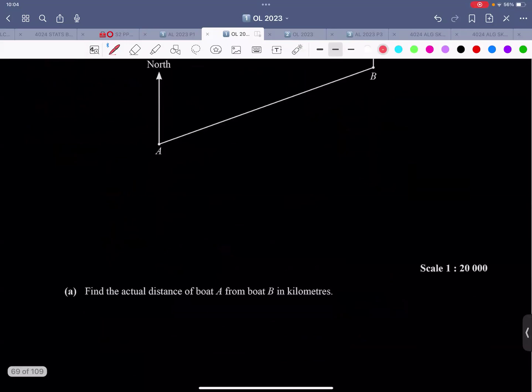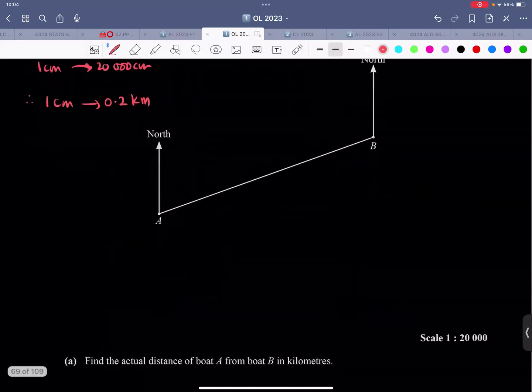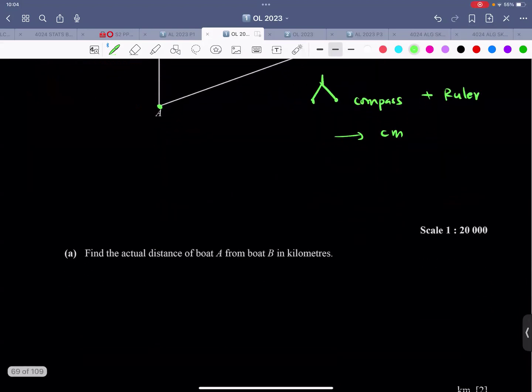That is the conversion. Now find the actual distance of boat A from boat A to B in kilometers. So what we do is that we will put the compass over here, like this, and we would use it with the ruler, and we will get the length in centimeters. And then we would convert it into kilometers. So 1 centimeter is 0.2 kilometer.